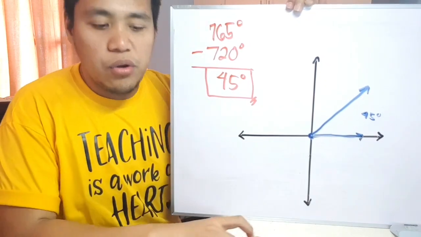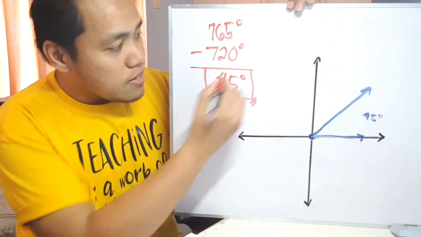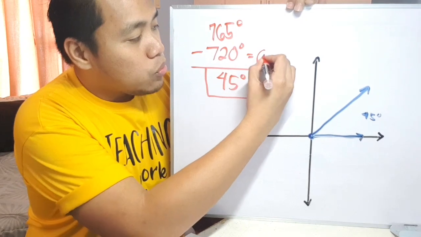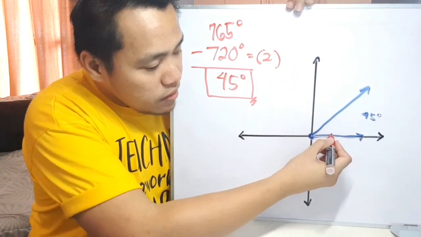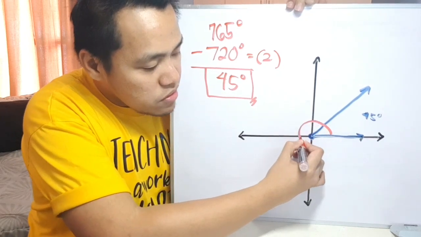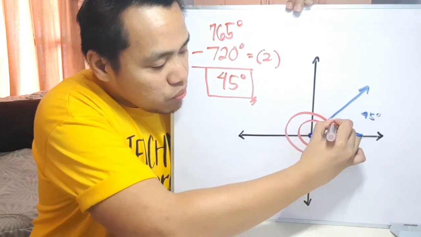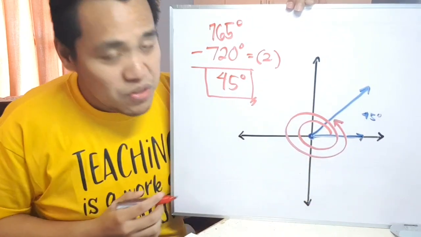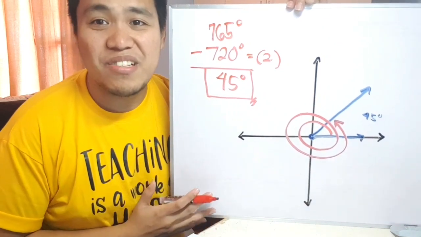Now, how are you going to show that this is 765 degrees? Since we made 2 full rotations, from here, we will have 2 circles. So this will be 1 and this will be 2. This is how we're going to draw our 765 degrees.